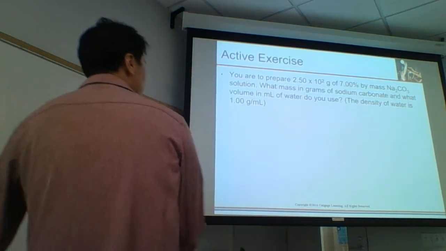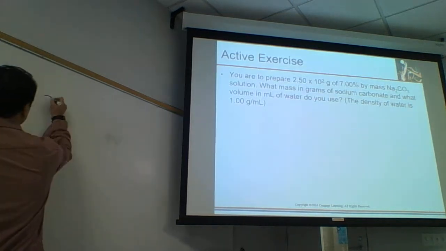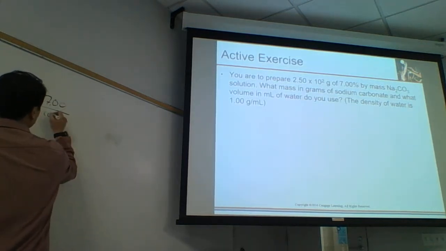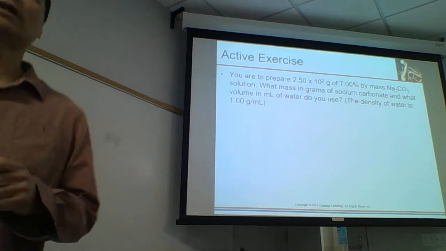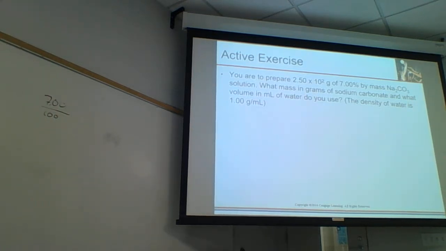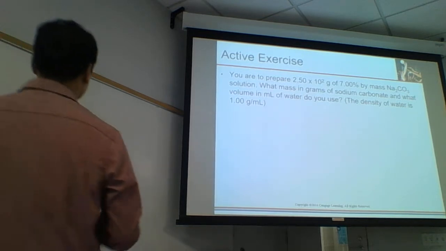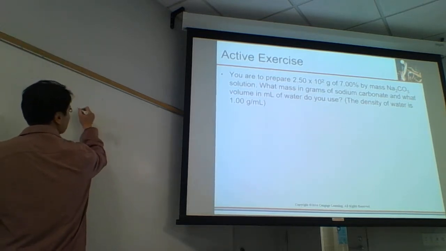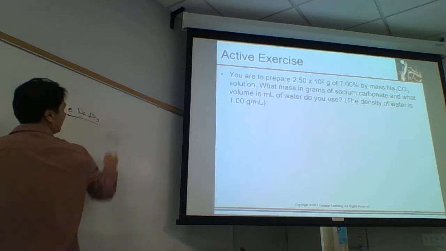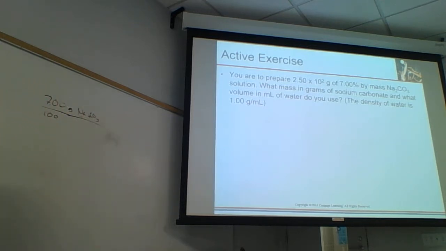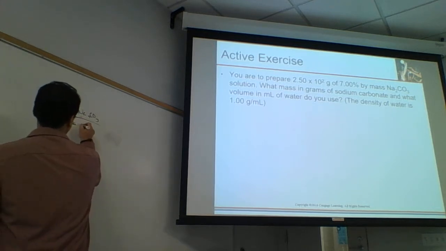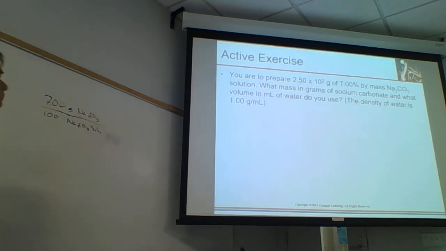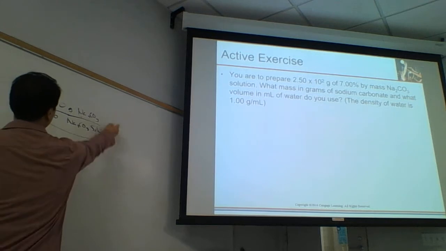And so 7.00% by mass, well, the first thing is, what is that percentage? Well, it's 7.00 out of 100. So 7.00 weight out of 100 weight. So this would be 7.00 grams of sodium carbonate per 100 grams of what? Sodium carbonate solution, of the total. So we can use this as a conversion factor here.